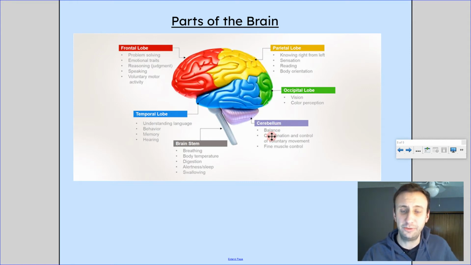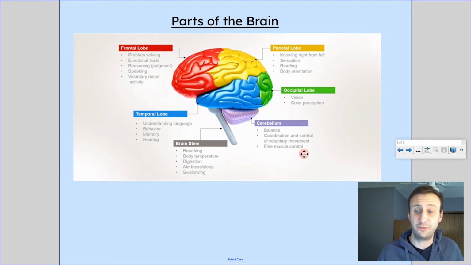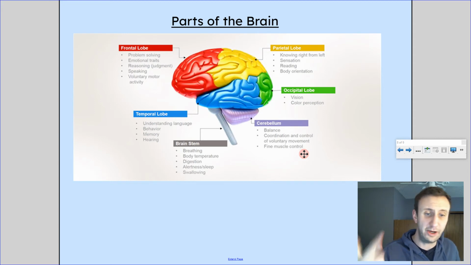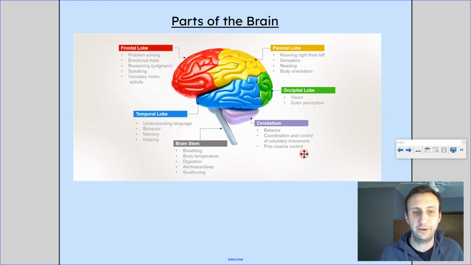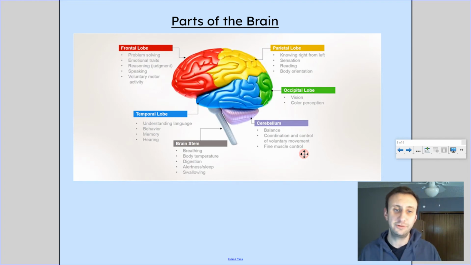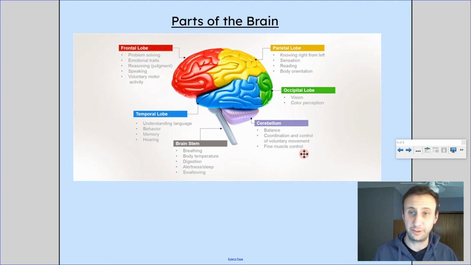We have the cerebellum, which is all about balance, coordination and control of voluntary movement, and fine muscle control. Your brainstem is your basic bodily functions: breathing, body temperature, digestion, alertness, sleep, swallowing. All those very, very important and basic things are in your brainstem. And then the temporal lobe, shown in blue here, is about understanding language, behavior, memory, hearing.